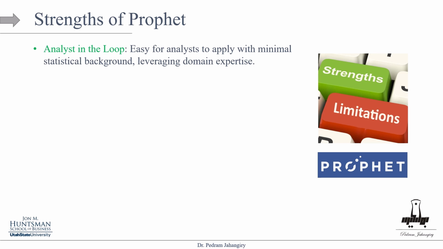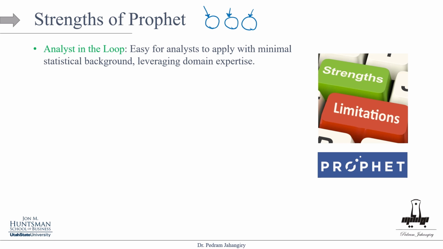As I said earlier, Prophet is supposed to be accessible for analysts with minimal statistical background, right? The reason is that, if you remember from the previous theory lecture, there are these three knobs that we talk about. So the analyst can basically tune these knobs. One of them was the number of change points to play around with the trend component. The other one was the magnitude of seasonality, and the last one was the magnitude of your holiday effect.